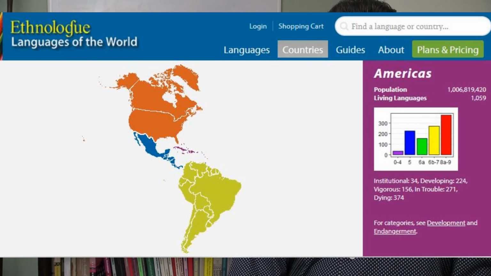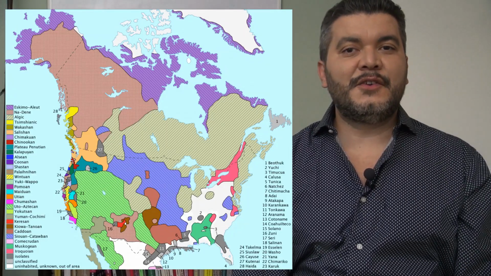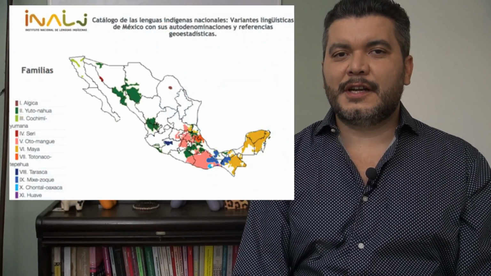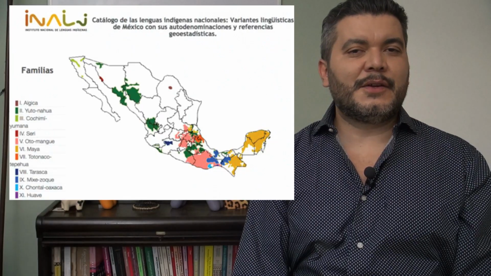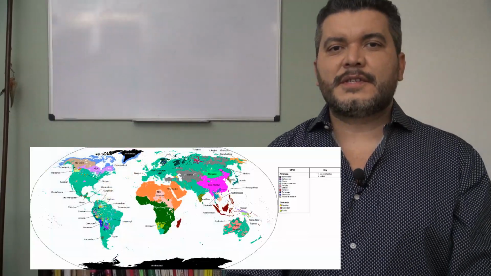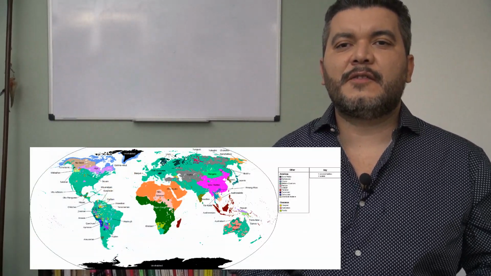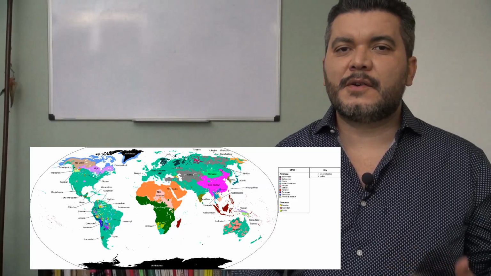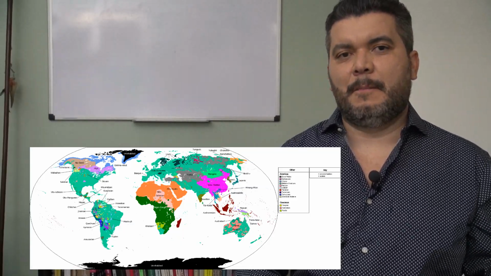Ethnologue, one of the sources that I checked, mentioned 1,060 individual languages. In terms of language families, including language isolates, there are 180 language families in the Americas. 58 of them are in Canada and in the United States. There are 14 language families in Mesoamerica, including Mexico, and 108 in South America. Considering that there are 350 language families in the world, the Americas concentrate more than 50% of them.